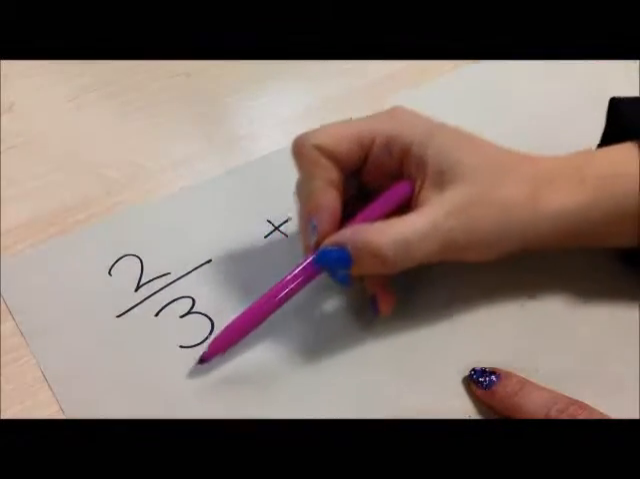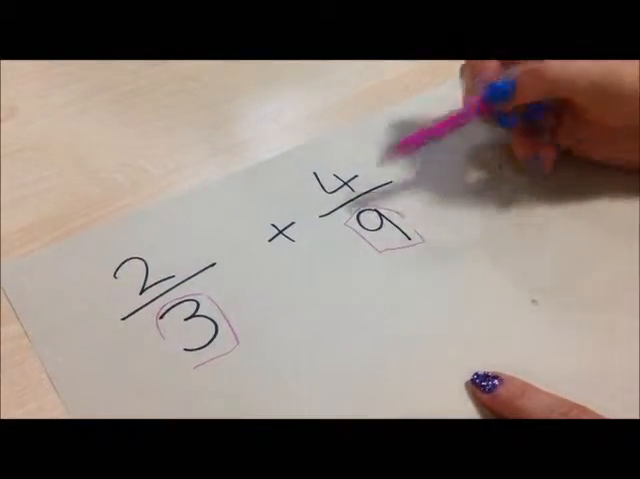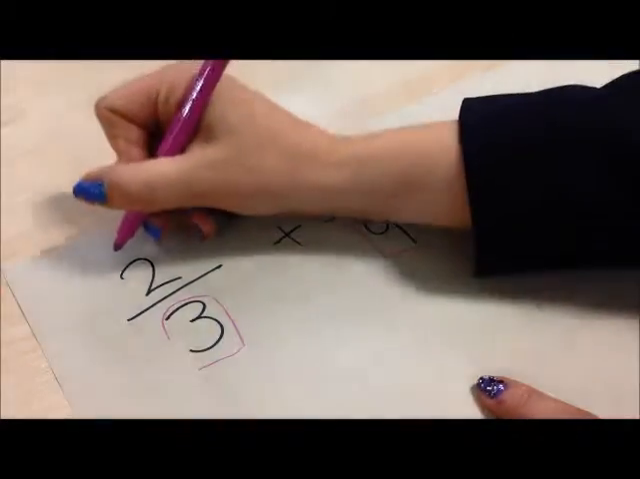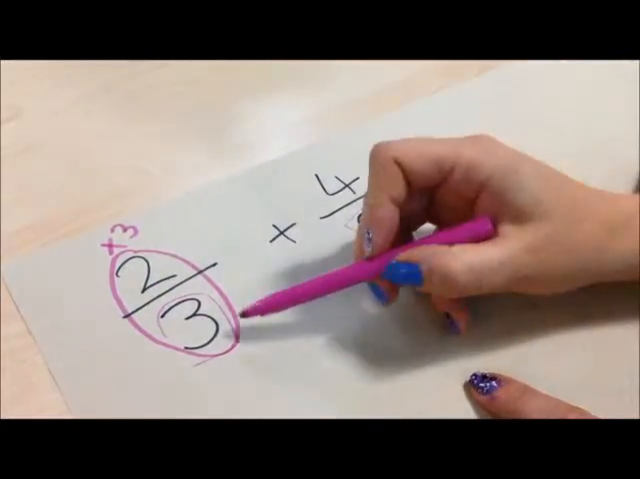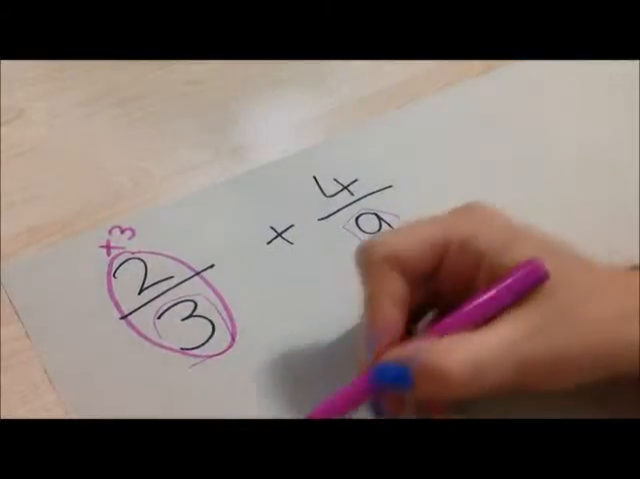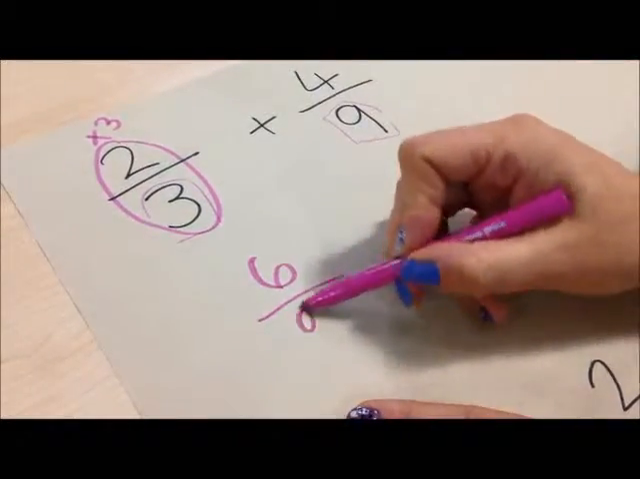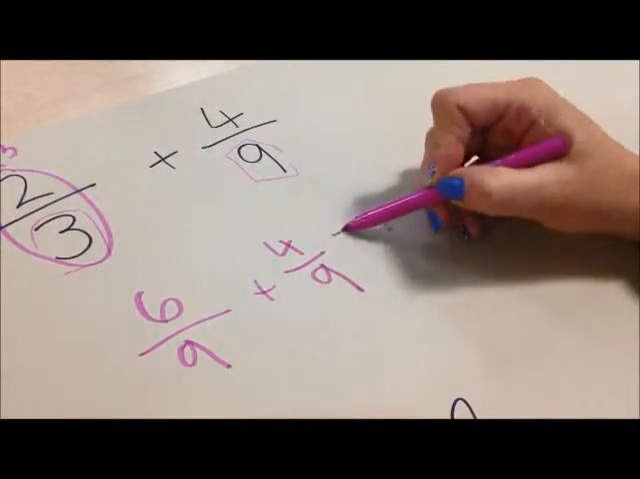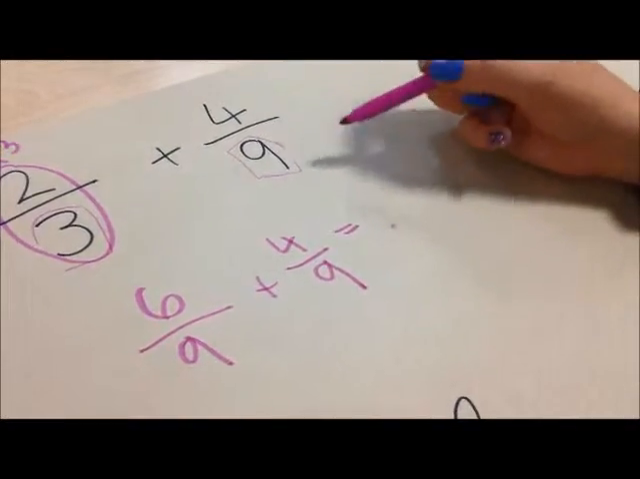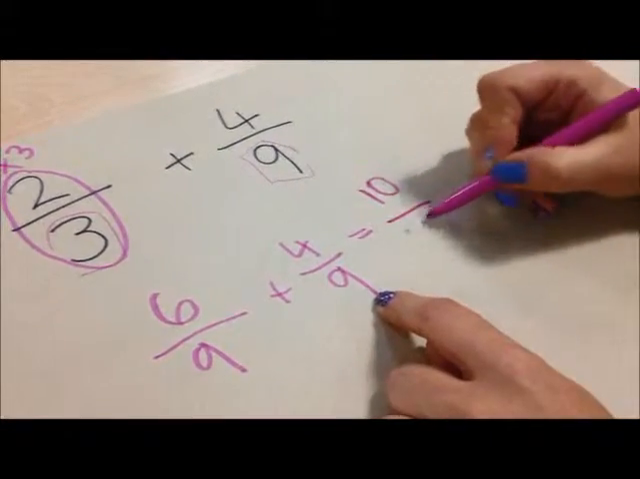Now, I'm going to spot quickly that 3 can be turned into 9 if I multiply it. If I times this whole fraction by 3, I'll end up with 9. So 2 times 3 is 6, 3 times 3 is 9, that's already 9. So that quickly allows me to add them. 6 and 4 is 10 over 9.